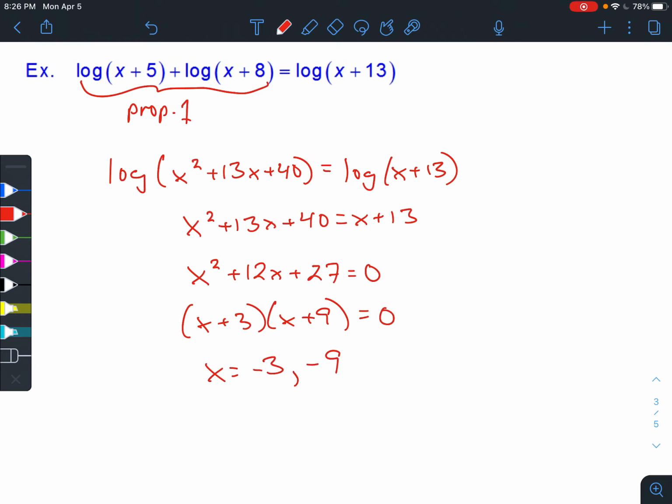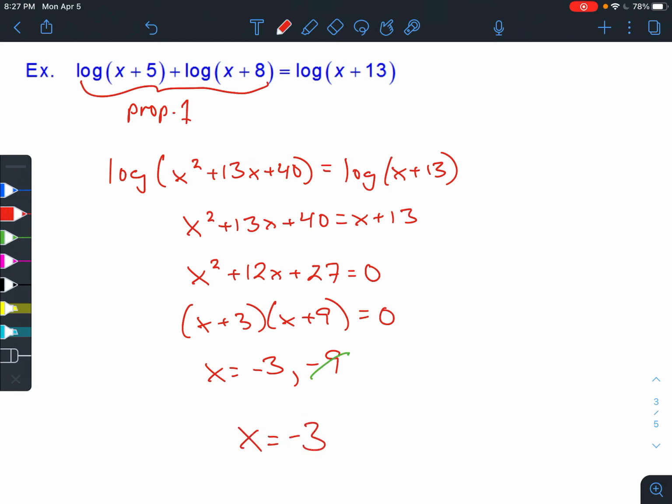Now again, I have to make sure that those don't give me a negative inside a log in my original. So I check the negative 3, and if I take negative 3 plus 5 for the first term, I'm still good. Negative 3 plus 8 and negative 3 plus 13, that's good all the way around, so I do get to keep the negative 3. If I check the negative 9, by plugging it into either of the two logs on the left-hand side, I do get log of a negative number. So I do have to throw out the negative 9. Bad. But I do get to keep the negative 3.